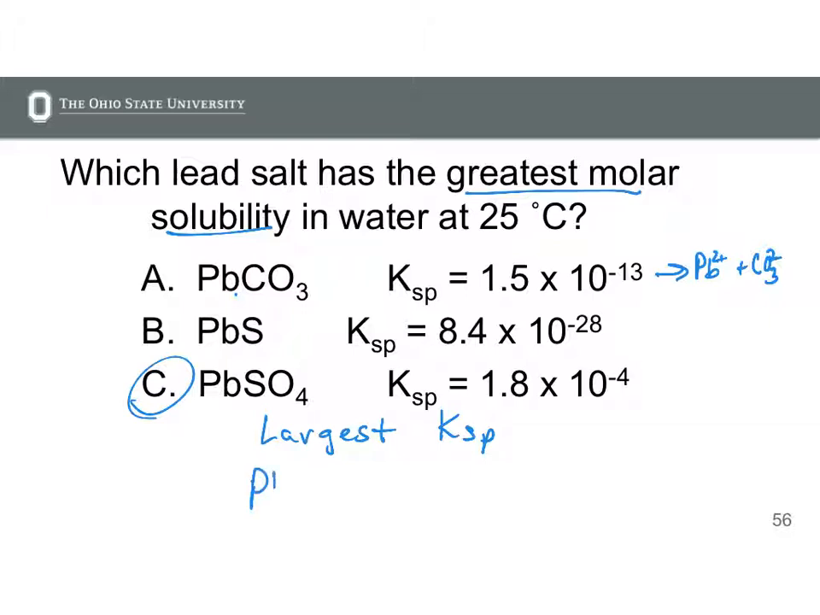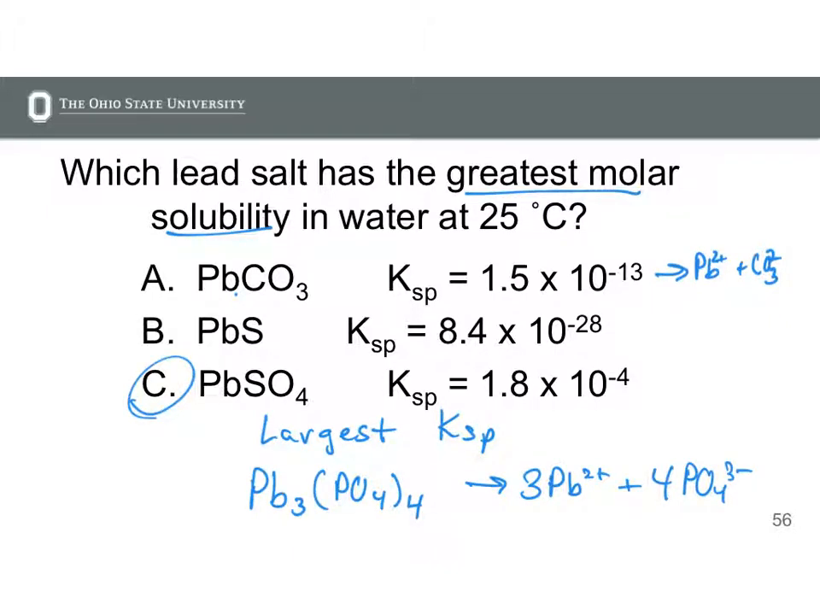Okay, so what if we had a lead salt that, say, formed lead phosphate, Pb3(PO4)2? Now we don't have one-to-one formation of the ions, right? So now you can't directly compare the KSP values. The only time you can directly compare KSP is when they're all forming the same number of ions on the product side. With lead phosphate, you're going to form 3 lead ions and 4 phosphate ions.